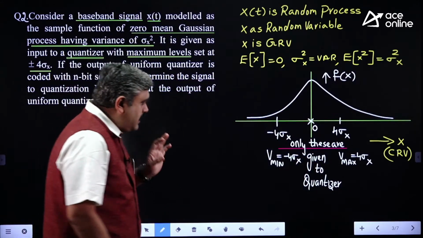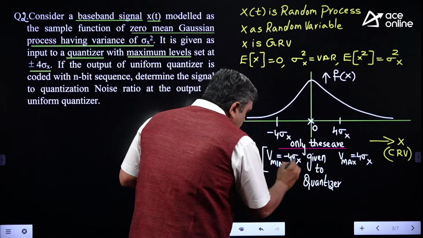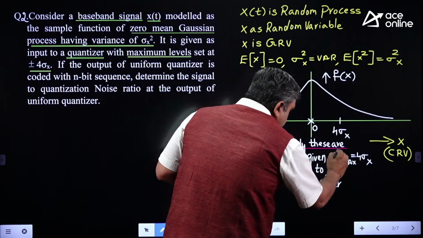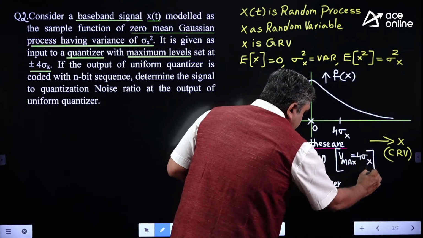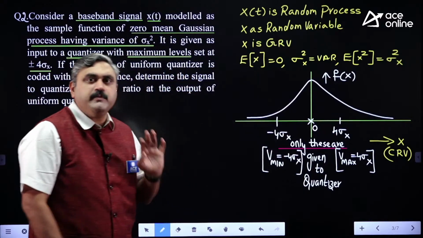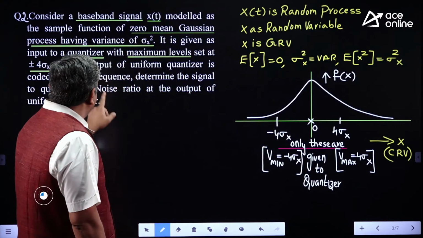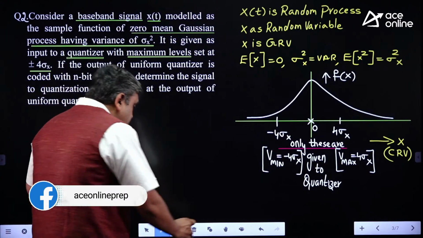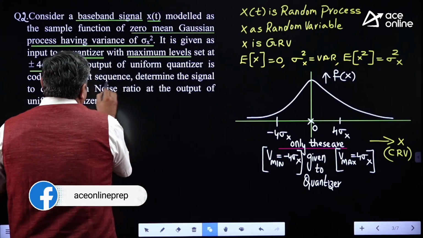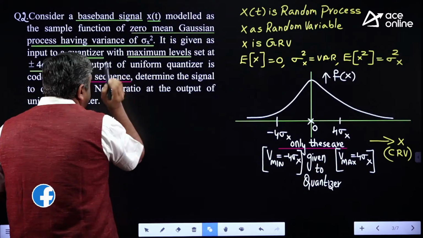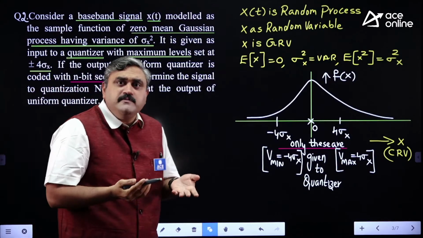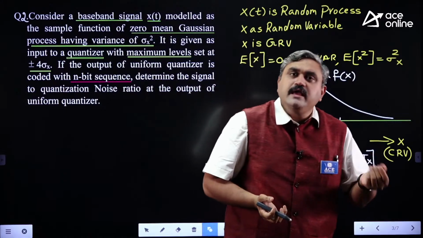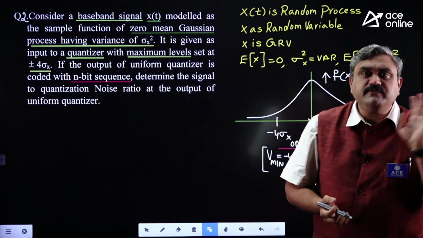Clear? Understood my point or not? Understanding a question is a very good art. Once you understand, you will go in the correct direction. You will not make mistakes. Now, if the output of the uniform quantizer is coded with an n bit sequence, so what modulation scheme is being used here? Obviously PCM, and it is coded with an n bit PCM system.